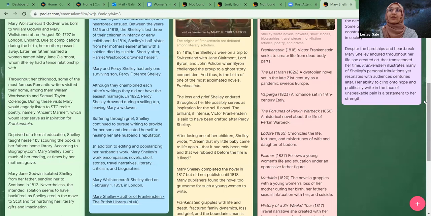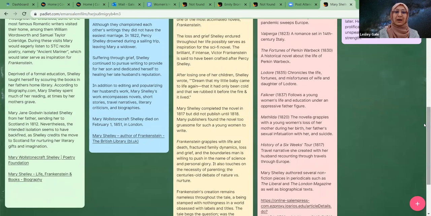There's a lot of people who say that Victor Frankenstein, the protagonist in the novel, was crafted after her husband. They were both very ambitious, brilliant, and intense and a little brooding. Once she finished the novel and published it, a lot of publishers felt that it was very grotesque and inappropriate for such a young woman to write a novel that had so many aspects of life and death and torment in it. And a lot of people actually assumed that her husband published it.